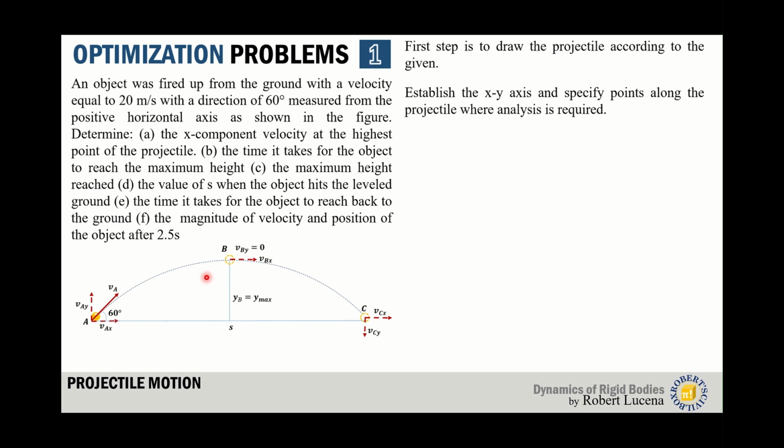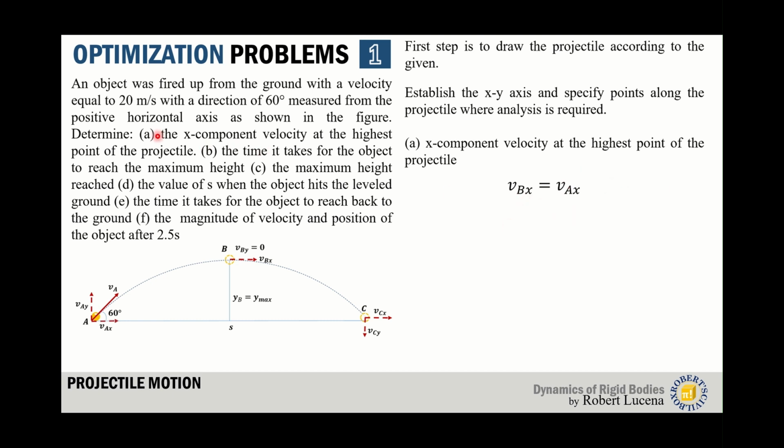So from point A to point B, the particle will travel with an initial upward or positive velocity, and then eventually it will have a 0 y component velocity. So I established that point A is the origin where x is equal to 0 and y is equal to 0 in terms of its position. So the x component velocity at the highest point of the projectile is also equal to the x component at point A. We have this equation.